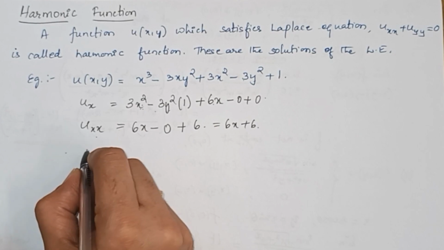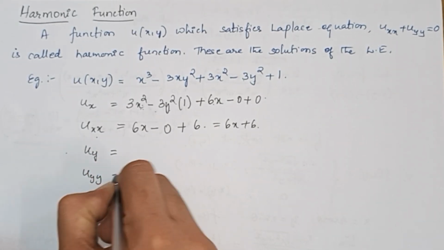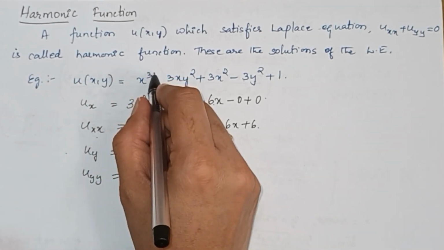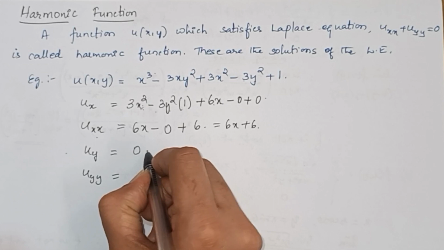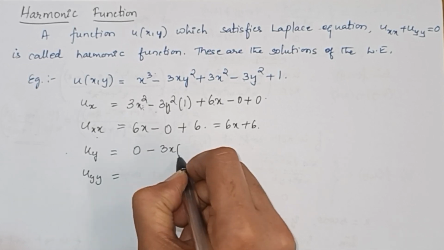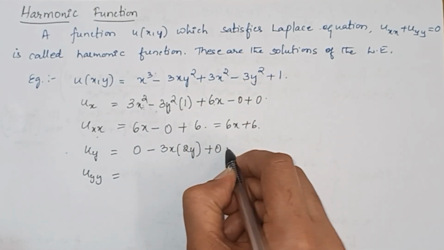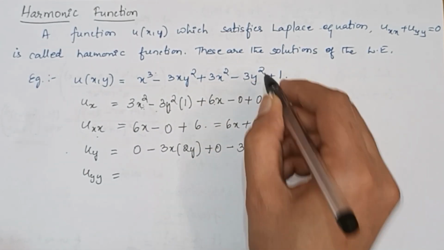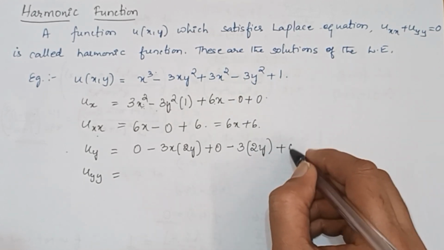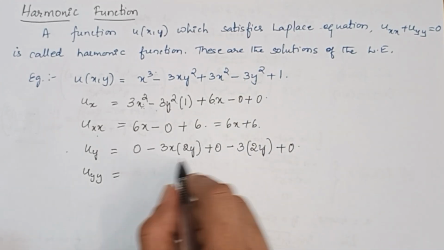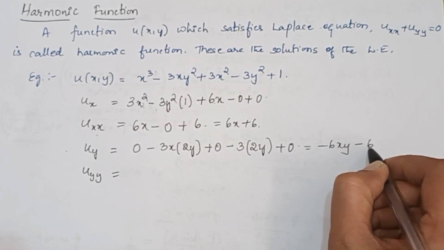Now I have to find out uy and uyy. So uy is partially differentiating u with respect to y. Derivative of x cube is 0, minus 3x is a constant, y square derivative 2y, plus 3x square derivative 0, minus 3 is a constant, derivative of y square with respect to y is 2y, plus derivative of 1 is 0. So this gives you uy equal to minus 6xy minus 6y.